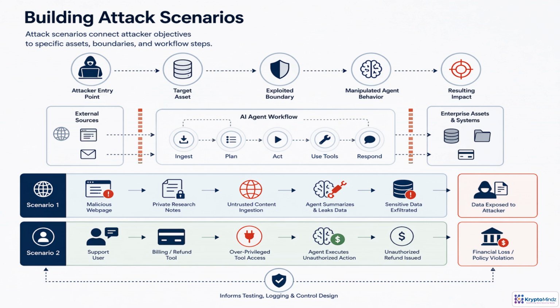An attack scenario turns a vague risk into a testable story. Start with the attacker's entry point, such as a web page, email, or support chat. Then name the asset they want, the boundary they cross, and the agent behavior they manipulate. The scenario should end with a concrete impact, like leaked notes or an unauthorized refund. Good scenarios are not science fiction. They are realistic chains that expose where controls are missing. That makes them useful for writing tests, choosing logs, limiting tool access, and proving whether safeguards actually work.